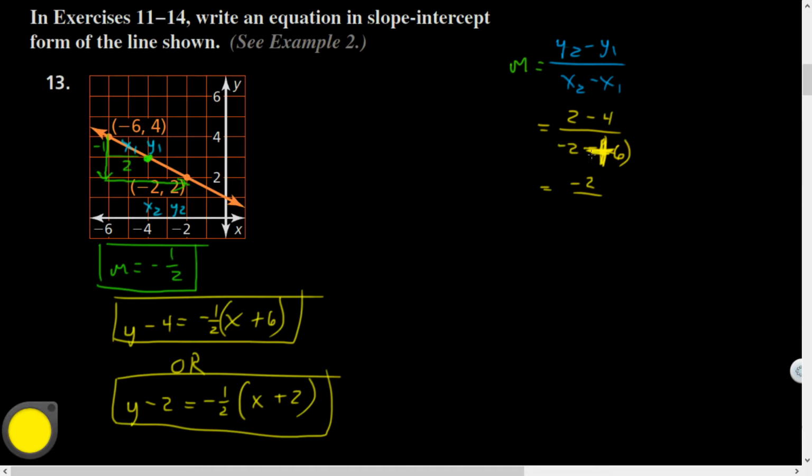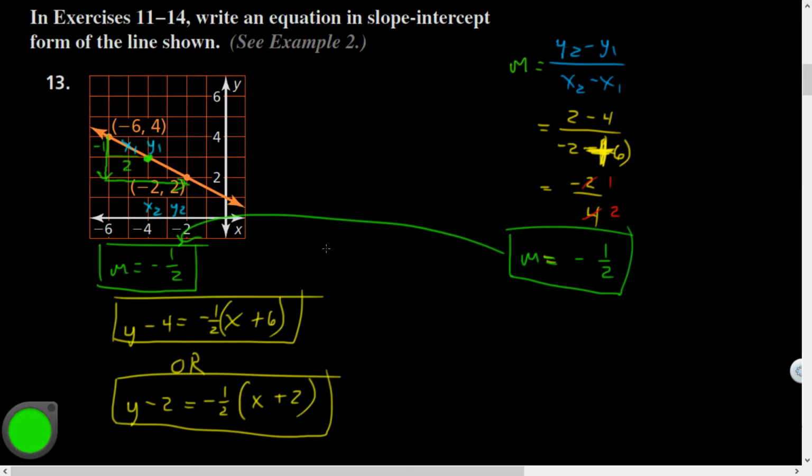Man, still complicated. These signs are different, so I subtract the numbers. 6 minus 2 is 4, and I take the sign of the more influential, which is positive. This reduces, my friends. 2 goes into 2 once. 2 goes into 4 twice. Good times, good times. So I'm going to have, actually I'll write it in the green, m equals -1/2. And I get the same thing as if I read it off the graph. There we go, same thing.